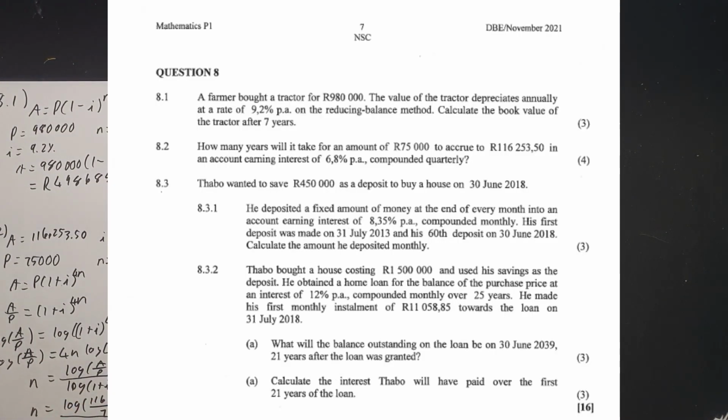Now, 8.3.2 says Tabo bought a house costing 1.5 million and uses his savings as a deposit. He obtains a home loan for the balance of the purchase price at an interest rate of 12% per annum compounded monthly over 25 years. So he's taking what's called a bond. He made his first monthly installment of 11,058 Rand and 85 cents towards his loan on the 31st of July 2018. What will the balance outstanding on the loan be on the 30th of June 2039, 21 years after the loan was granted?